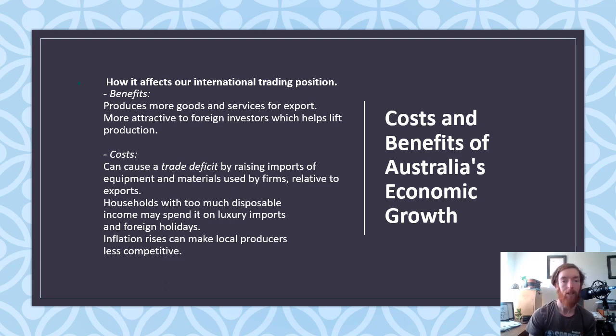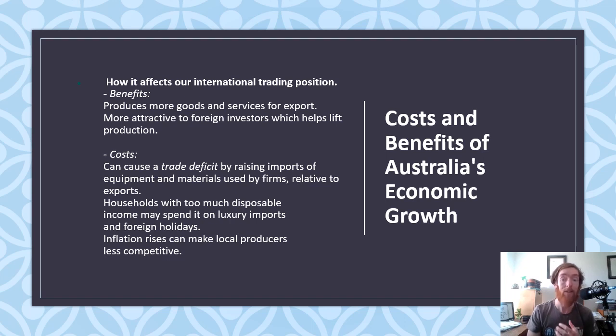Some of the costs there is that it can cause a trade deficit by raising imports of equipment and materials used by firms. In Australia, we don't have the biggest variety of natural resources, therefore we get a lot of them cheaper from overseas. This can lead to an imbalance in trade where we are importing a lot more than we're exporting. Households with too much disposable income might spend it on luxury imports and foreign holidays.